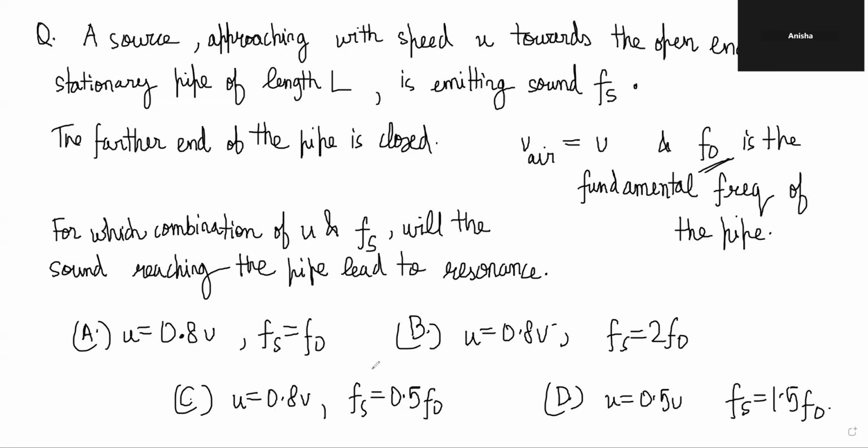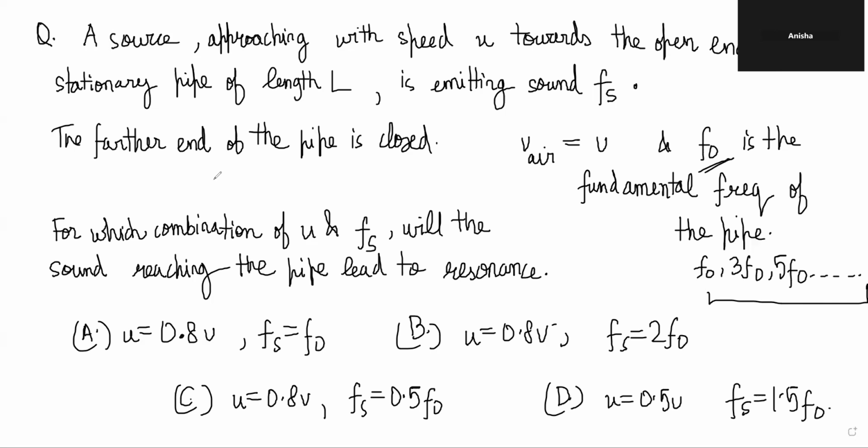First of all, it's a closed organ pipe, right? One end is closed, one end is open. So in that closed organ pipe, you should know from theory that only odd harmonics will be possible. So what the closed organ pipe will have is F naught, 3 F naught, 5 F naught, and so on, right?